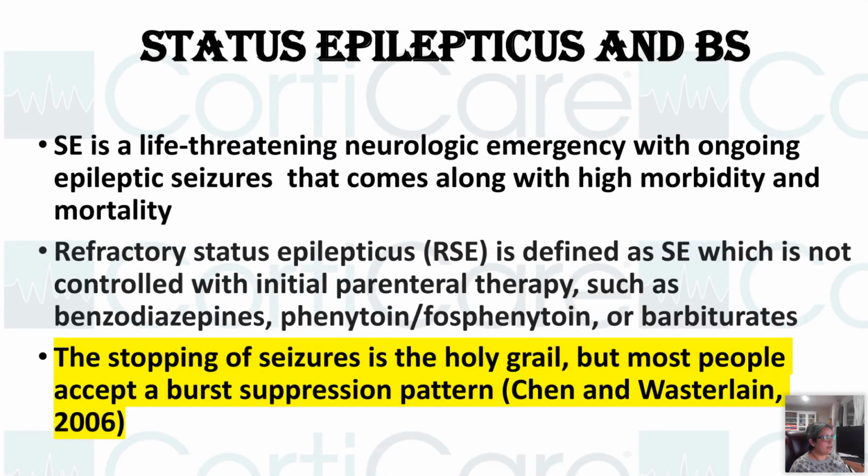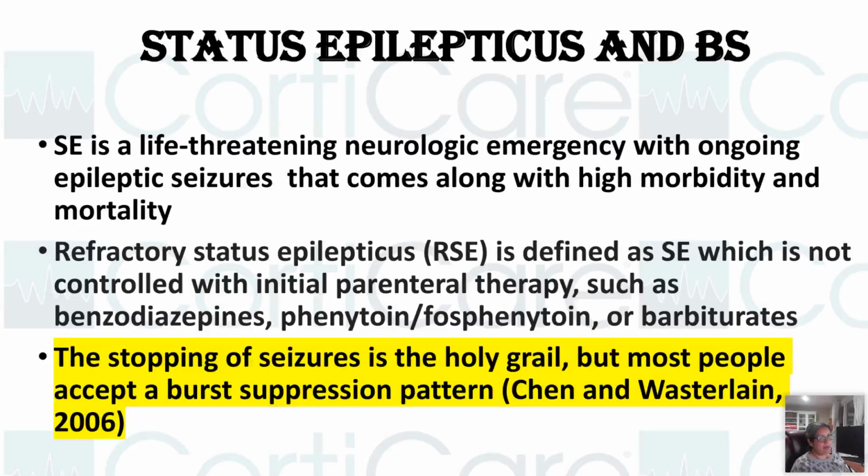Status epilepticus, bread and butter of our life, right? So status epilepticus, we all know it's a life-threatening situation. And the continuous seizures can increase the morbidity, mortality rate in patients. And if status epilepticus is not controlled, it can transform into refractory status epilepticus. Like all those meds, the benzos, the barbiturates, and phenytoin, when they don't work on a patient who is in status epilepticus, it means the patient is going into refractory status epilepticus.